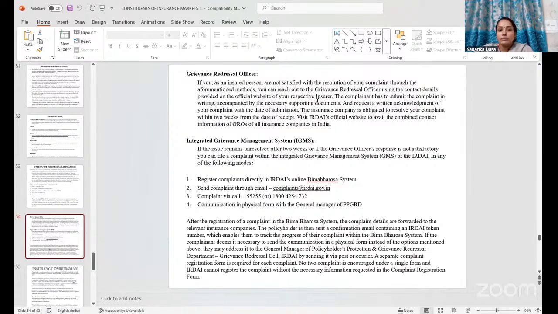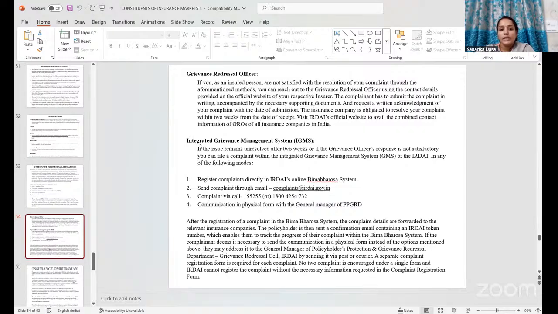It will be on the official website of the insurance company from where the policyholder has taken the insurance. From there, you can get the address of the grievance redressal office. Again, in the grievance redressal office, a written complaint must be submitted, accompanied by the necessary supporting documents, to request a solution for the problem which the insurance policyholder is facing.